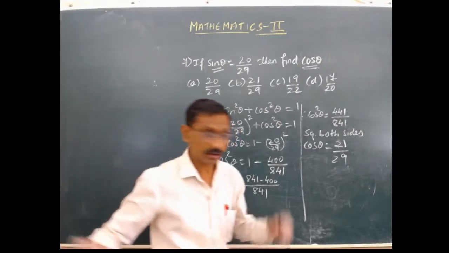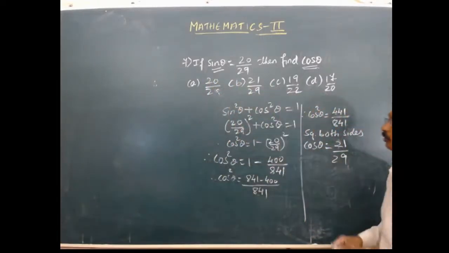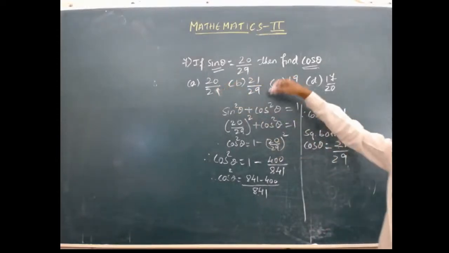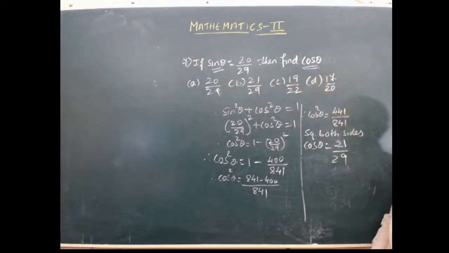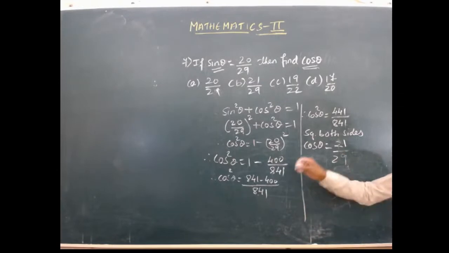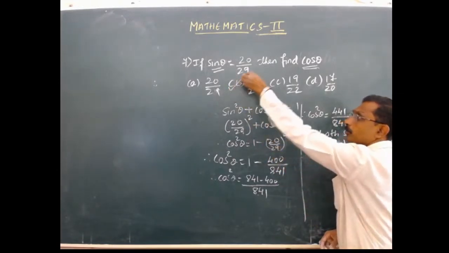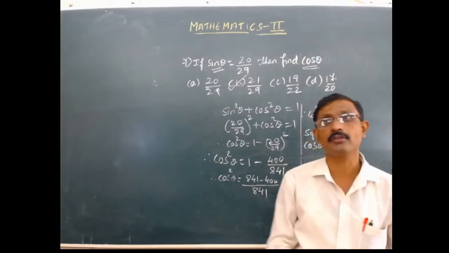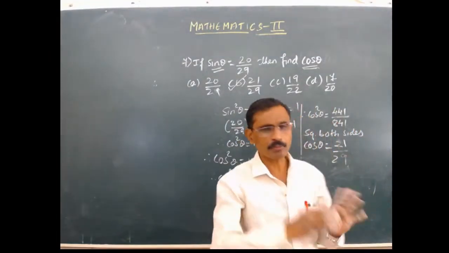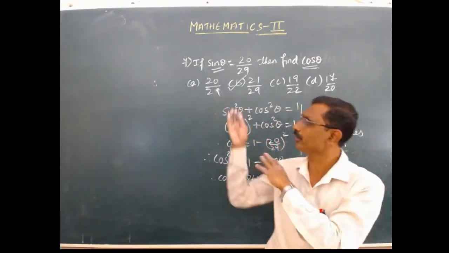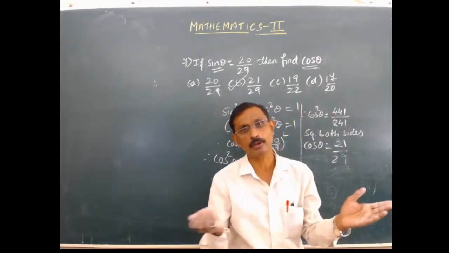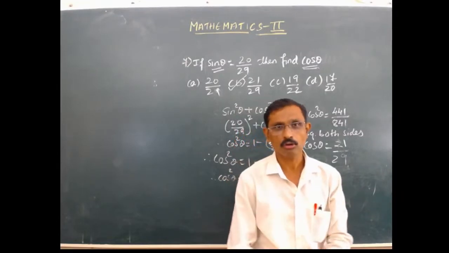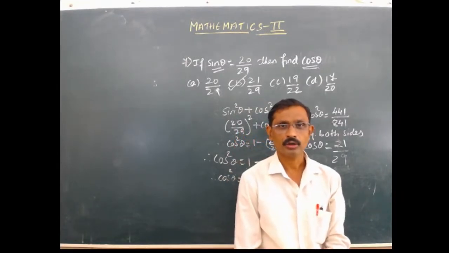Let's check with my options. 20 upon 29, 21 upon 29, 19 upon 22, 17 upon 20. Out of these, which option is correct? I got 21 upon 29. That means option B is correct. So these are some of the types of problems we have taken, and the same problems may come in your exams, only the numbers or trigonometric ratios may be changed. So thank you and all the best.